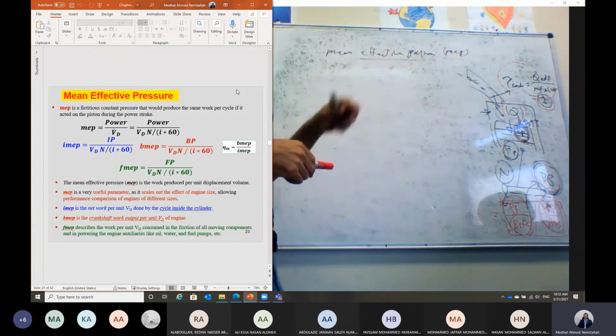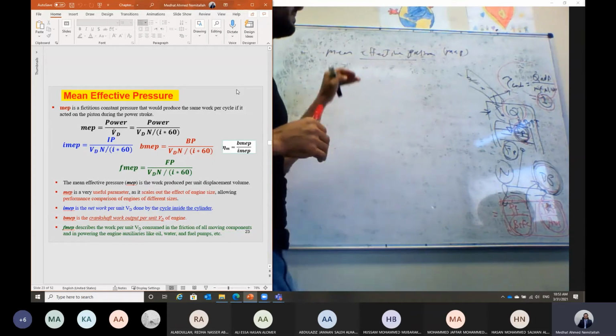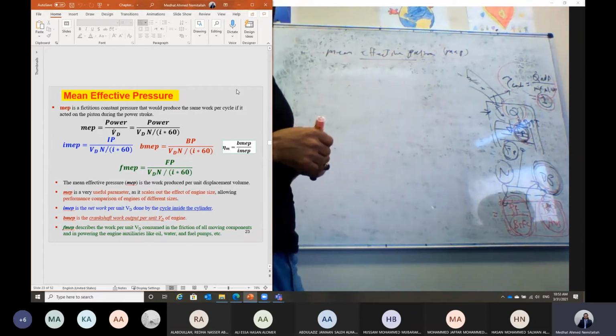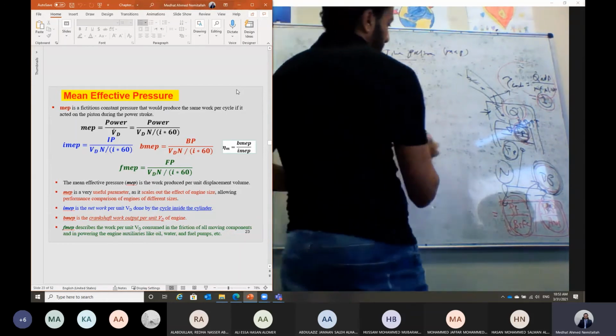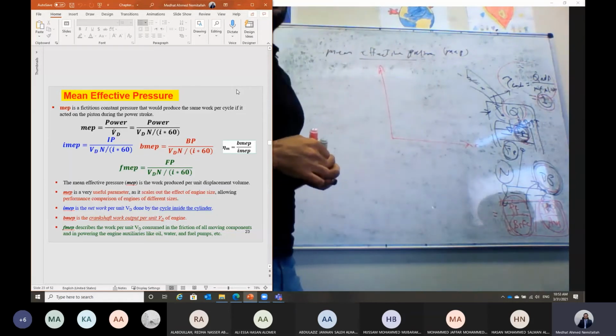And it is defined as a fixed pressure. It is not really a pressure, Shabab. We just call it pressure because it is the power per unit displacement, so its unit at the end will be in bar or kilopascal. It is defined as the constant pressure that can give the same net work out of the actual cycle.